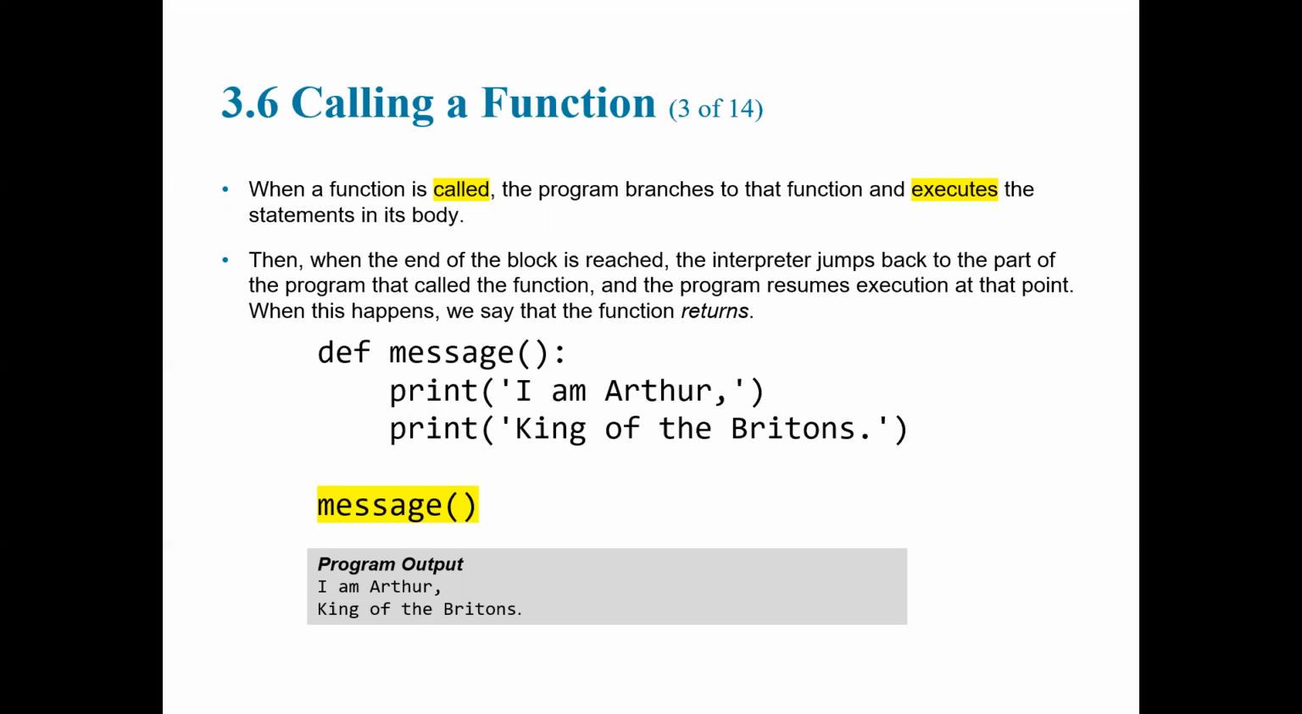When a function is called, the program branches to that function and executes the statements in the body. Then when the end of the block is reached, the interpreter jumps back to the part of the program that calls the function, and the program resumes execution at that point. When this happens, we say the function returns. So here's our first example of a function definition and a function call. Message with the open and closed parenthesis used by itself is the function call. And there's the output, which is the result of the two print statements.